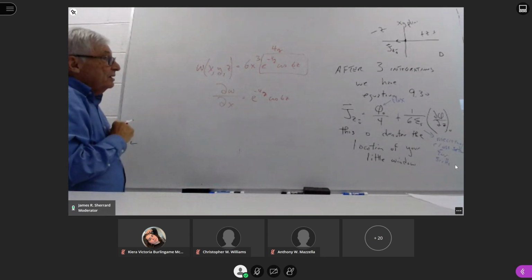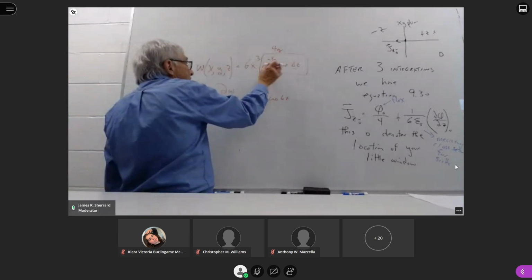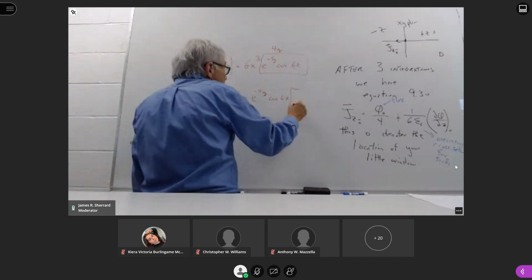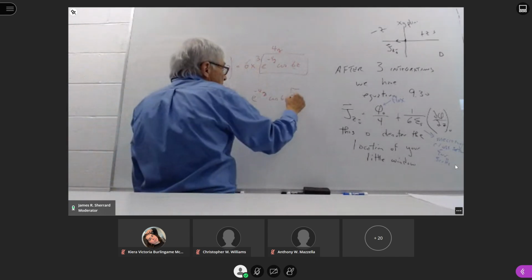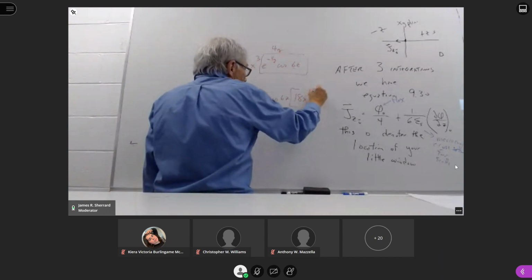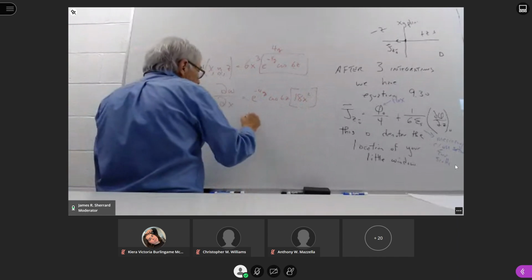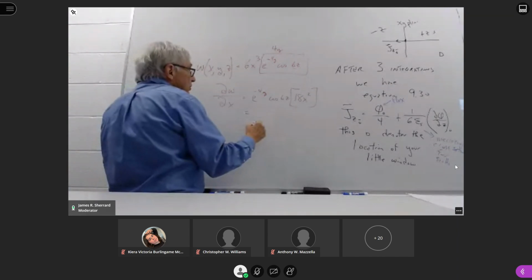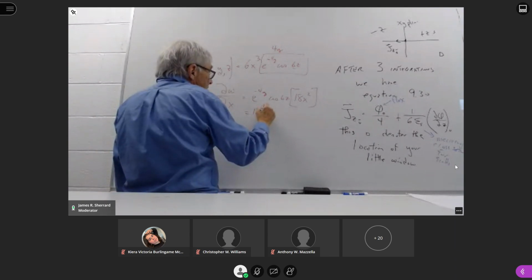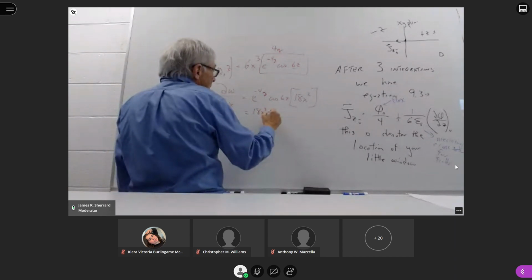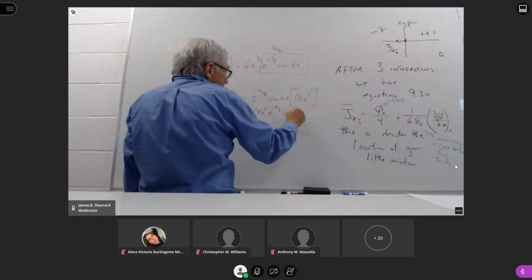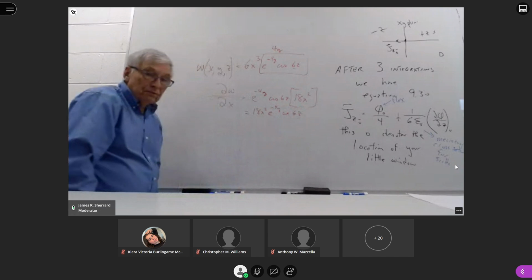Times the cosine of 6z. So since this does not have an x in it, it stays the same. And then you only differentiate what's inside here, which would be 18x squared. So if I put things back in its original order, this is going to be 18x squared e to the minus 4y cosine of 6z.